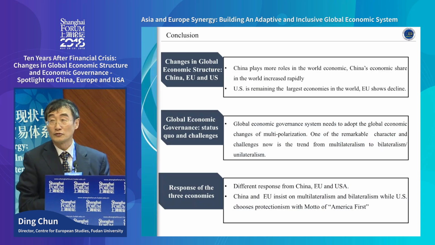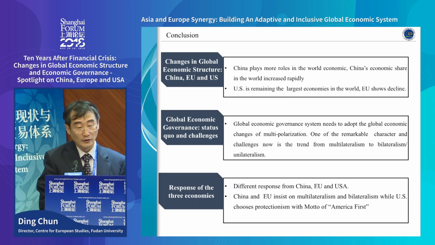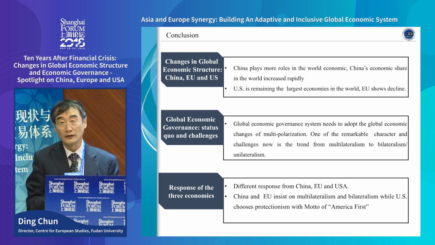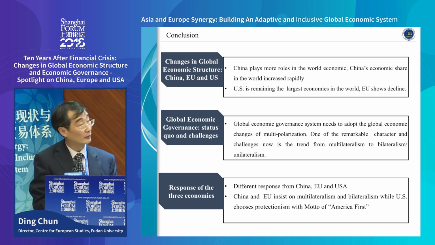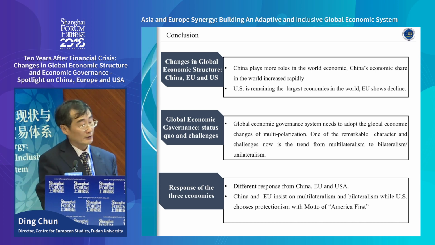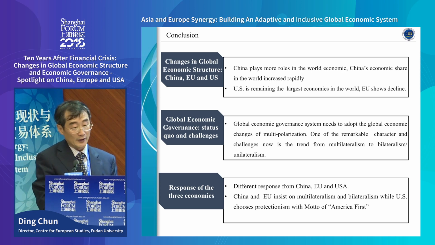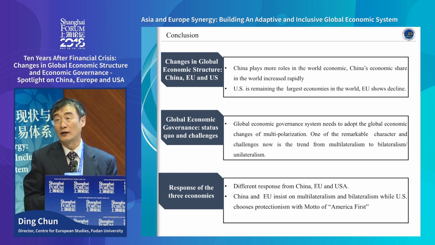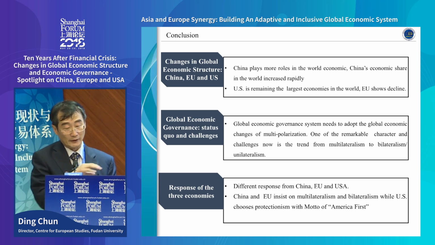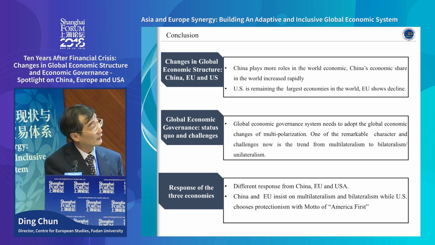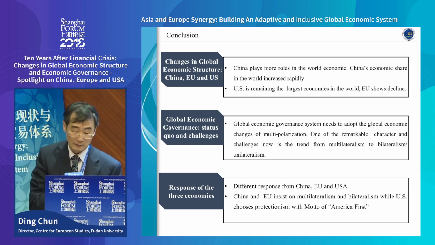So that's the conclusion. I think at first we all know that there are very significant changes, especially with the influence of globalization. And to adapt to this, we need to revise or reform our global economic governance system. As a response, I think the big three, China and the EU, are more insistent on this multilateral global economic governance system, but America is more insistent on unilateral or bilateral approaches. Thank you very much for your attention.